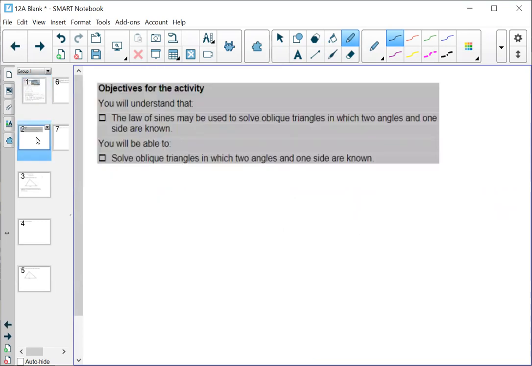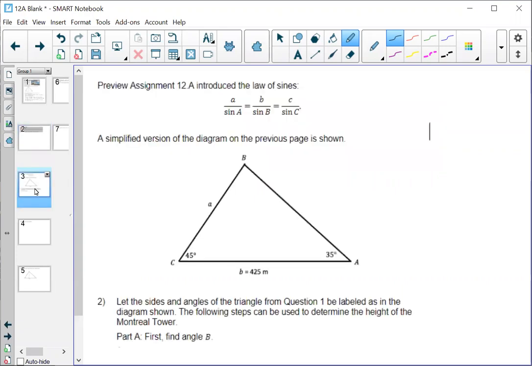Objectives for the activity. You will understand that the law of sines may be used to solve oblique triangles in which two angles and one side are known. You will be able to solve oblique triangles in which two angles and one side are known. Next screen, preview assignment 12A, introduce the law of sines, which we see here. A simplified version of the diagram on the previous page is shown. That goes back 2 screens. And here's our triangle again.